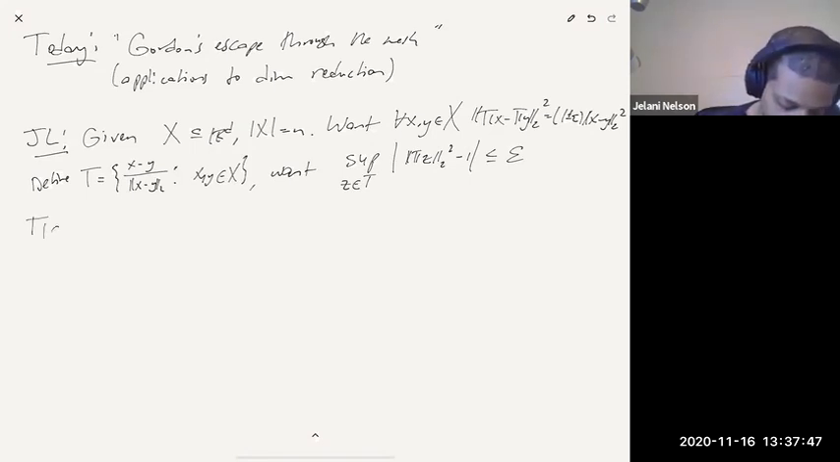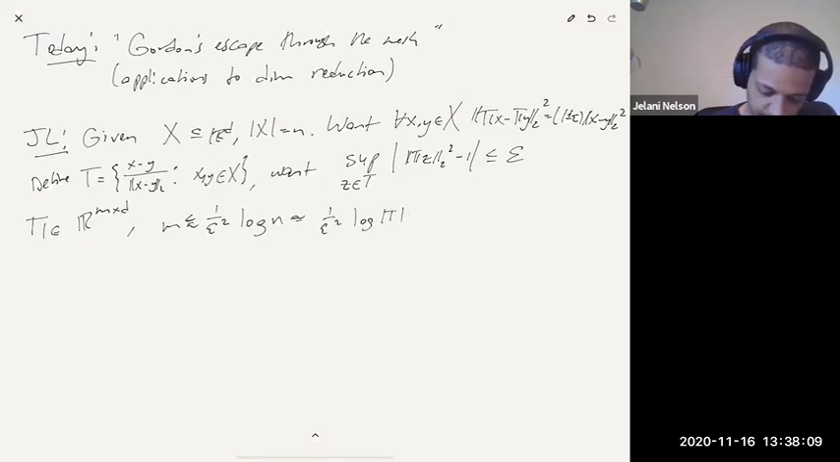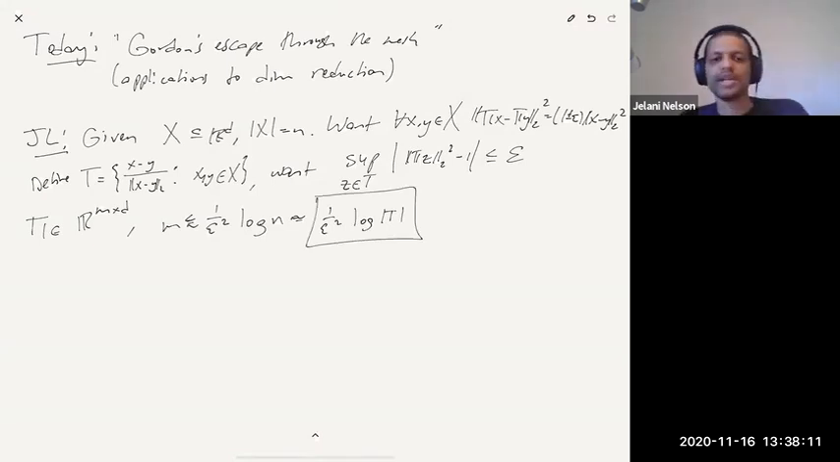And here pi is m by d, and you can get m to be at most, up to a constant, 1 over epsilon squared times log n, which is basically 1 over epsilon squared times log of the size of T. So that's JL.